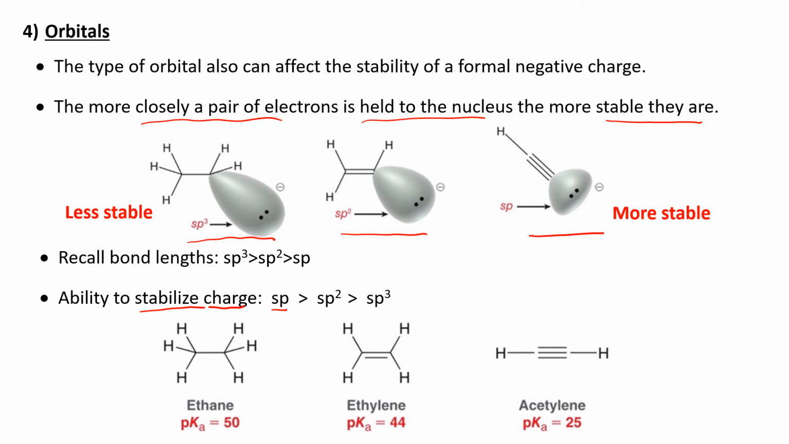Sp hybridizations will give more acidic compounds, sp3, least acidic. And let's take a look. We have all sp3, all these hydrogens are attached to a carbon that is sp3 hybridized. These are the least acidic.